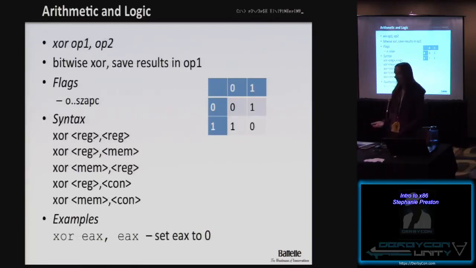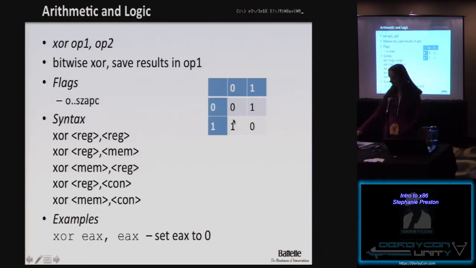An XOR. An XOR is an extremely useful operand, and it does a bitwise XOR of the two operands and saves the result in operand 1. For those not familiar with an exclusive OR, I usually just remember it as long as there's an odd number of 1s, then I get a 1. So if I had two 1s in this case, then I result in a 0. If I had a 1 and a 0, you get a 1; a 0 and a 1 results in a 1.